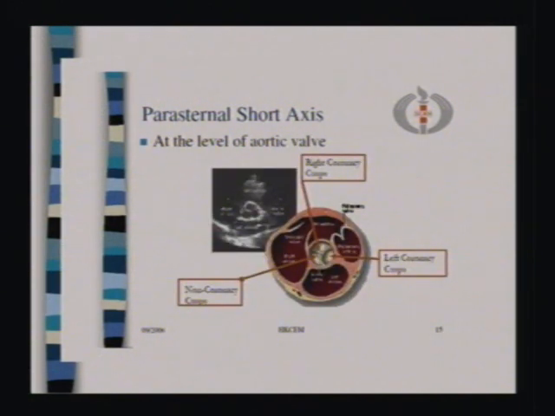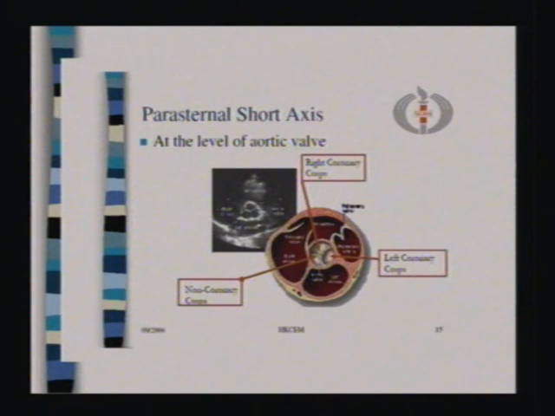Then as you tilt to the aortic valve level, you can see the three cusps of the aortic valve, the right coronary cusp on the top, left coronary cusp on the left side, and non-coronary cusp on the other side. And here you can see the right ventricle, the left atrium, and the RVOT. So you can see the RVOT which is opening in, you can see the pulmonary valve and the aortic valve here.